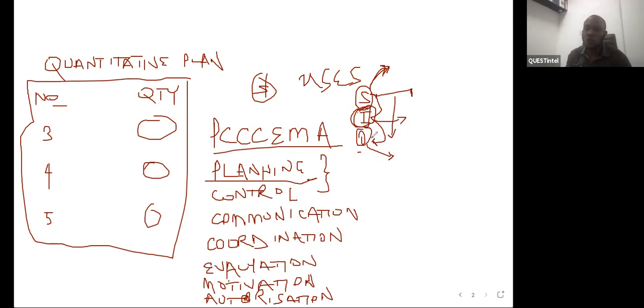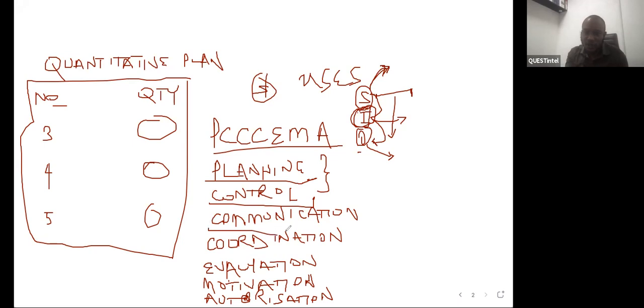Now for control, what the budget helps to do is to minimize excesses in the activities of the organization, so maybe wastages or other aspects of excesses. Since we have the figures, we'll be working towards those figures. So it helps to keep the organization's activities in check, and allows the organization to carry out its activities within a framework. So that's what the budget does.